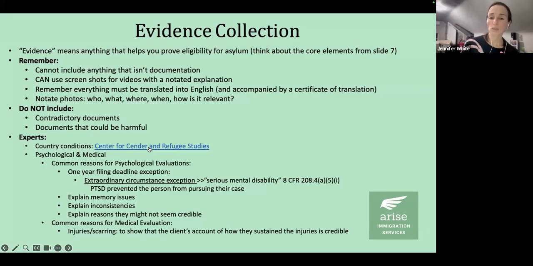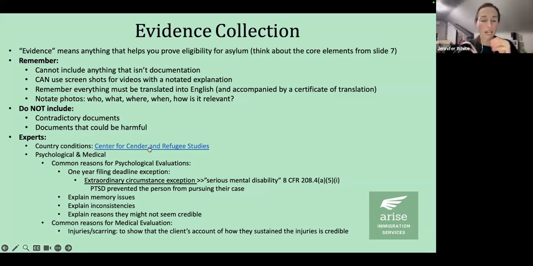So a serious mental disability that's common for our clients is PTSD. If you can document that and create a nexus between the PTSD and the delay in filing, that's a really strong argument for that bar to asylum. But there might be other reasons why you want to get a psych eval beyond the 1 year bar issue. Those are generally memory issues if your client's not real consistent, or, related to that point, if they have the appearance of not seeming credible.